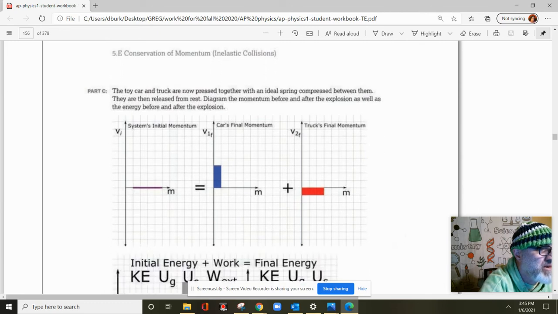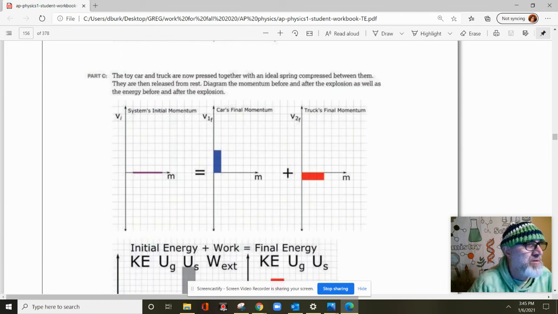We're still on E. They're now pressed together with an ideal spring compressed between them, and they're released from rest, so it's going to explode. And we're going to diagram the momentum before and after the explosion. So before, the momentum is 0. There's 4 units of mass with 0 velocity. So it's a line, right? It's a two-dimensional line.